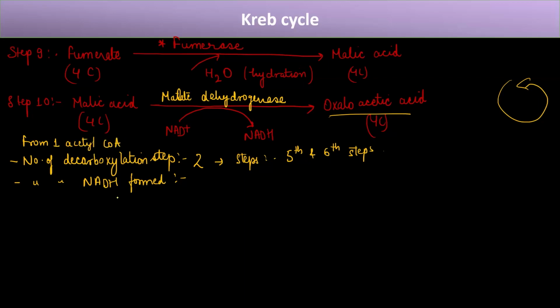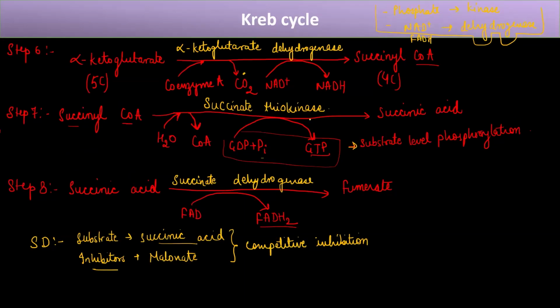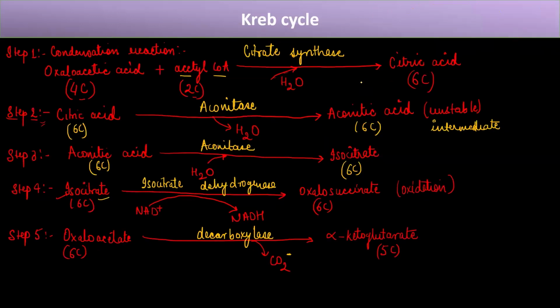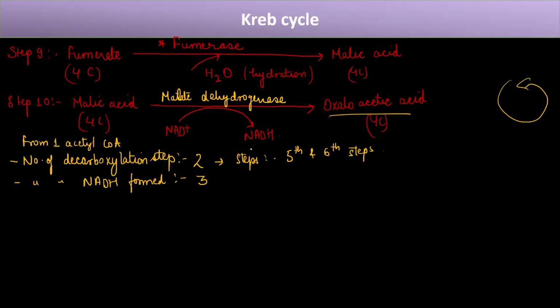Okay. Now, how many NADH will be formed? The NADH that will be formed is 3. We can see here there is one NADH, a second NADH, and then this is the third NADH. So the number of NADH is 3. And at which steps does this NADH formation take place? It takes place at the 4th, 6th, and 10th step.